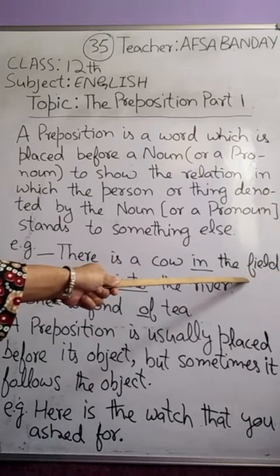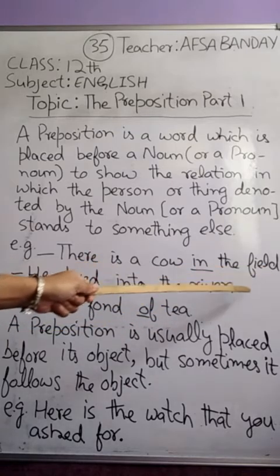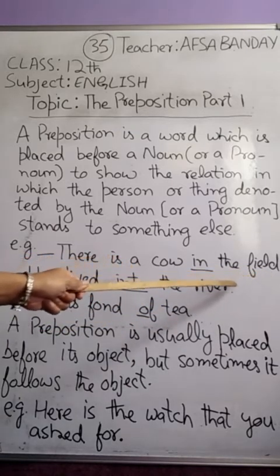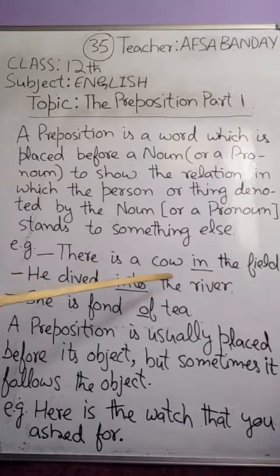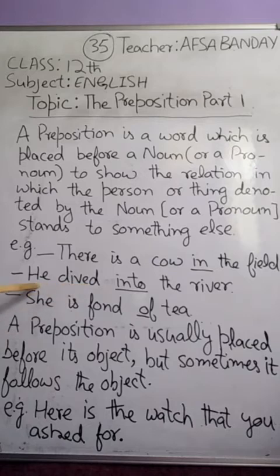Just like you can see here, field is a noun, river is a noun, tea is a noun, and it shows the relationship of this noun or pronoun with something else. Here in this example it shows the relation of the field with the cow, the river with he dived, and the tea with this, that means here with an adjective. So it is placed before a noun and it shows the relation of this noun with something else. It can be a noun, it can be a verb, or it can be an adjective.